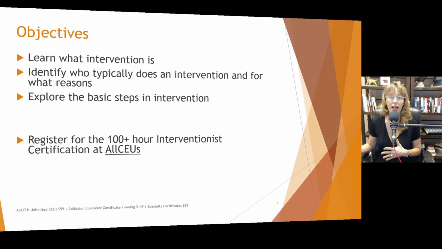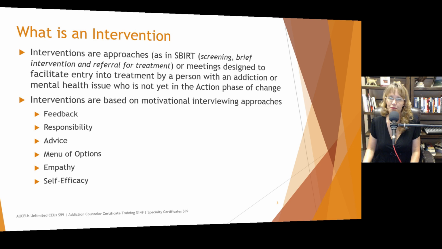We have a track that has over 100 hours that helps train people to do interventions because there is a lot to know. Interventions are approaches like in SBIRT. If you look up SBIRT online or go to SAMHSA and look it up, it stands for Screening, Brief Intervention, and Referral for Treatment. This is your most basic form of intervention, and SAMHSA has really promoted it as a tool for primary care physicians to do interventions in office when they have identified that somebody that they are treating has a problem.